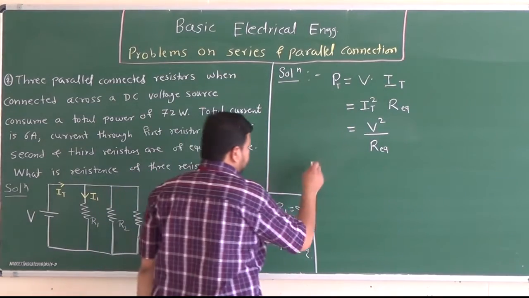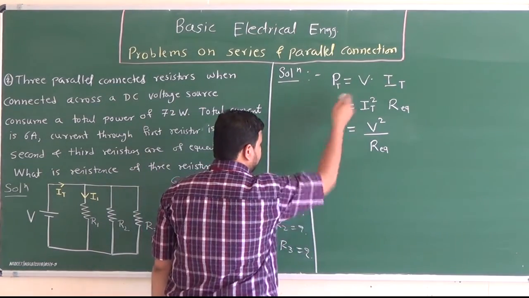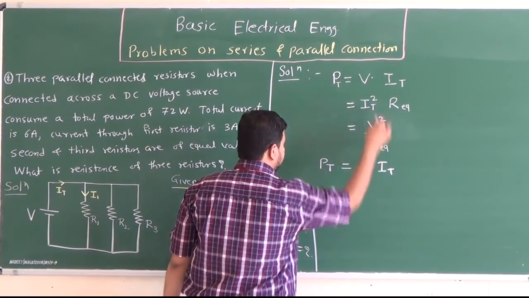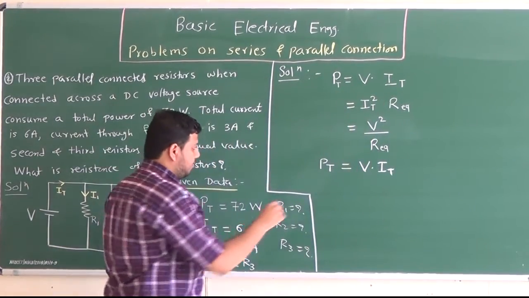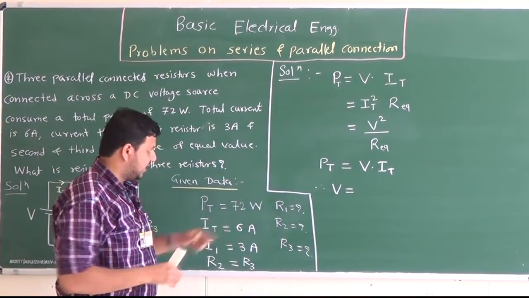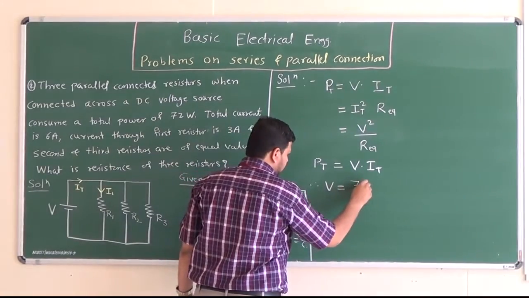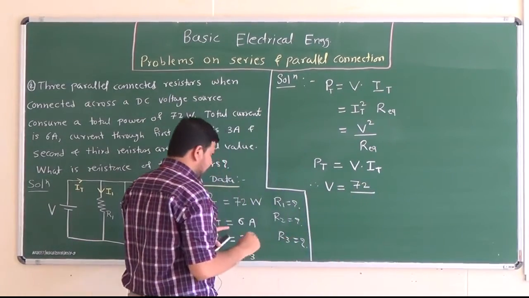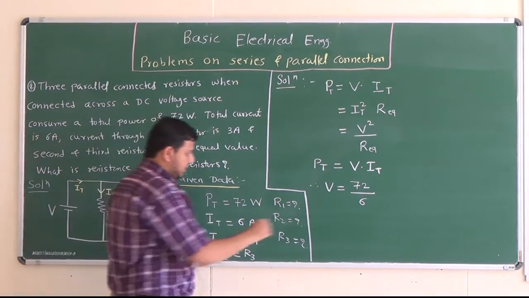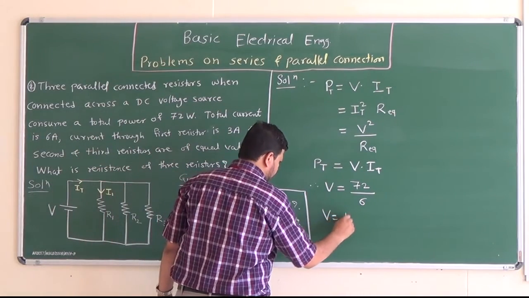Now PT, we will use first formula. So PT is equal to V into IT, that is first formula. So from this, what will be the supply voltage? So total power, it is 72 divided by total current, it is 6. 72 upon 6. So V will be equal to 12 volt.